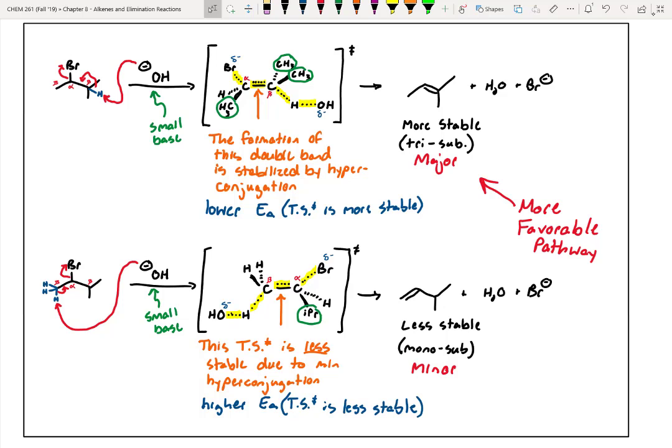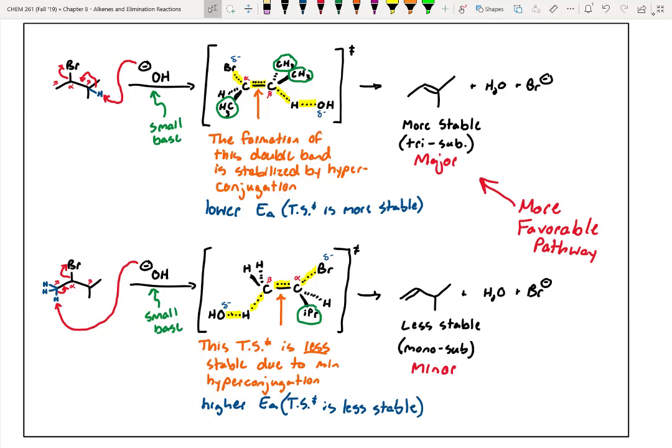And the bottom one, if we look at the same transition state, you see how we only have one carbon group coming off? So that isopropyl group that I've circled in green is the only group attached to the carbons that are going to be forming the double bond. Therefore, it's only got one sp3 hybridized carbon hanging off of it. It's not going to provide as much stabilization from hyperconjugation. Therefore, it's going to have a higher activation energy.